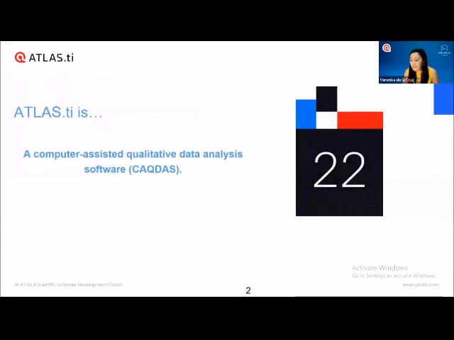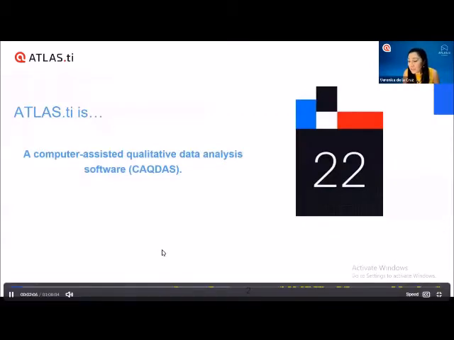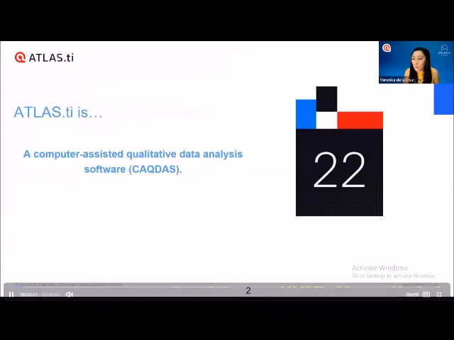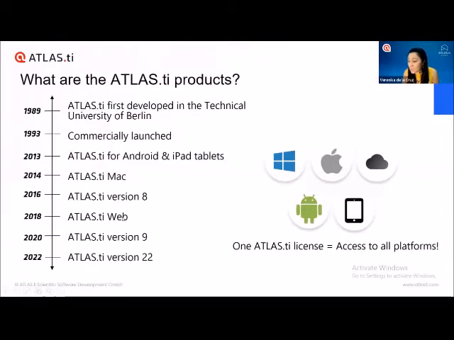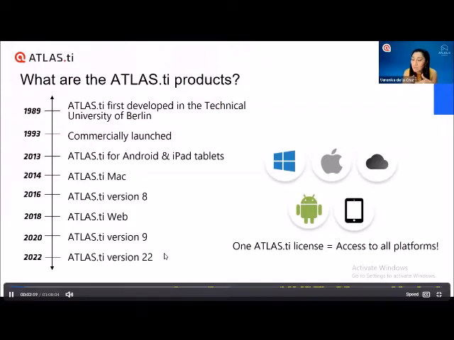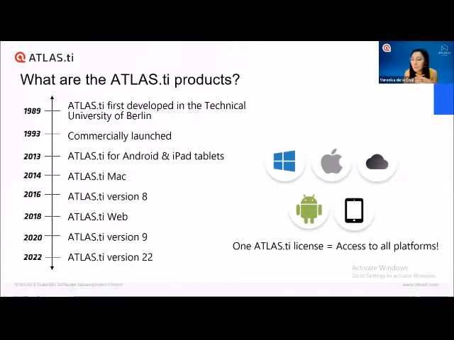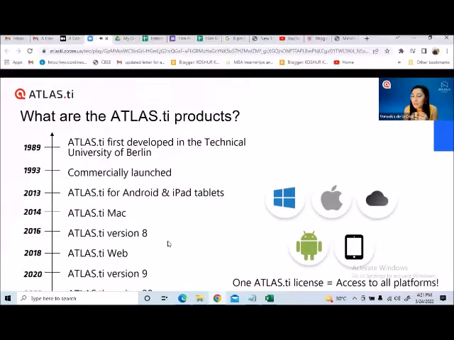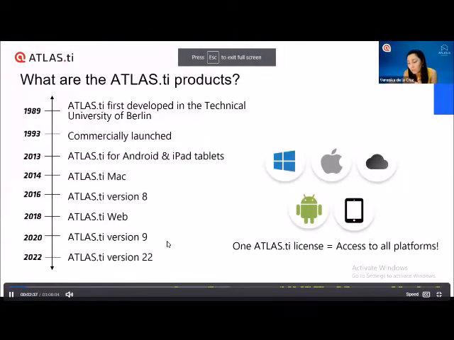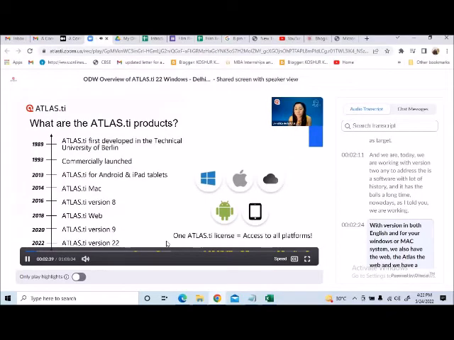What is Atlas TI? Atlas TI is a computer-assisted qualitative data analysis software, better known as CAQDAS. Today we are working with version 22. Atlas TI is a software with a lot of history, and it has evolved a long time. Nowadays we are working with version 22 for your Windows and Mac systems. We also have the Atlas TI web, and the app of Atlas TI for your cell phone and for your tablet or iPad.